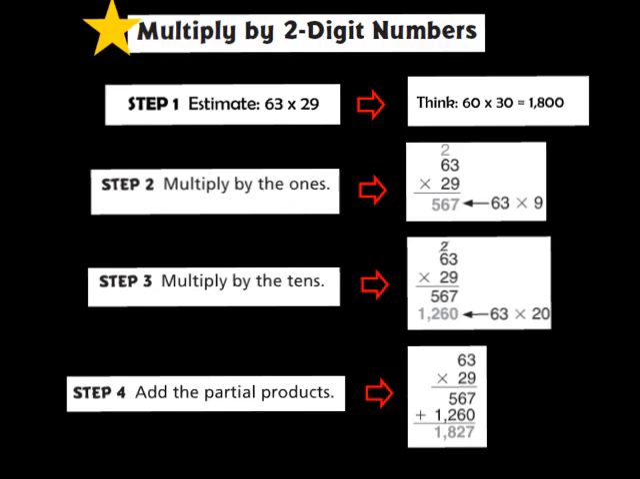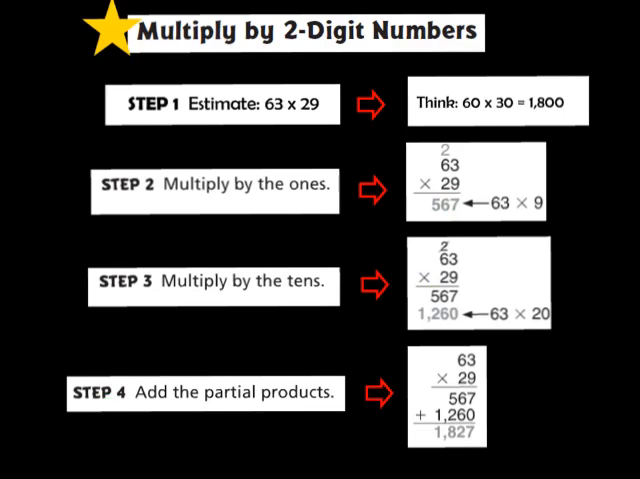Step 2, I then have to multiply by the ones. So I'm going to take my 63 and multiply it by the 9, which is the number in the ones place. Step 3, I then have to multiply by the tens. So next I'm going to take my 63 and multiply it by the 2, which is in the tens place.